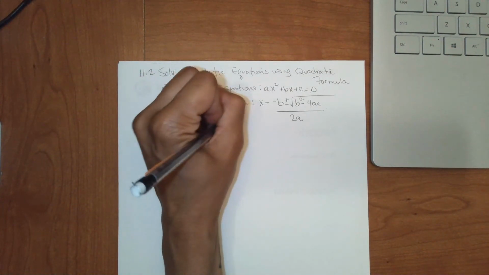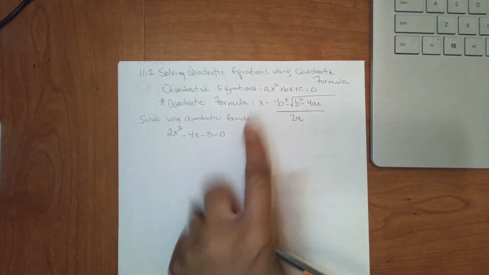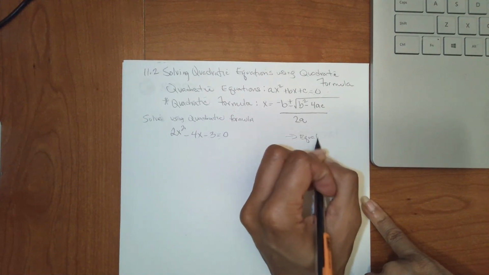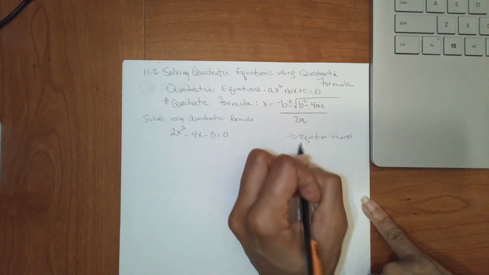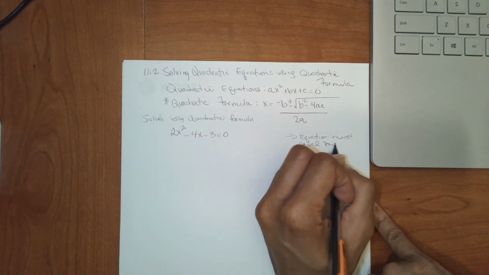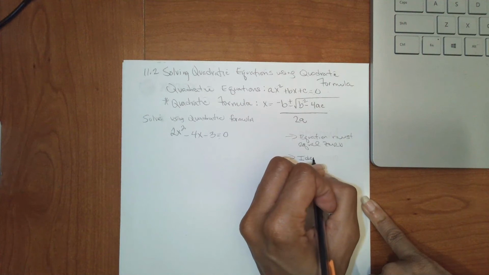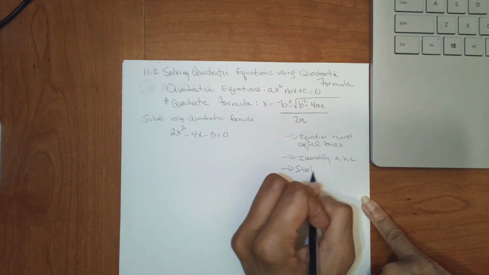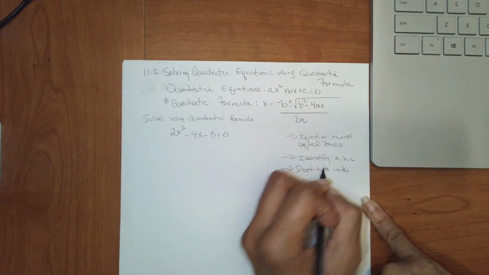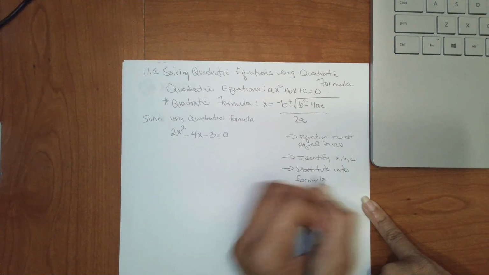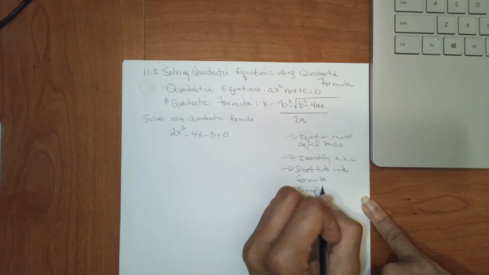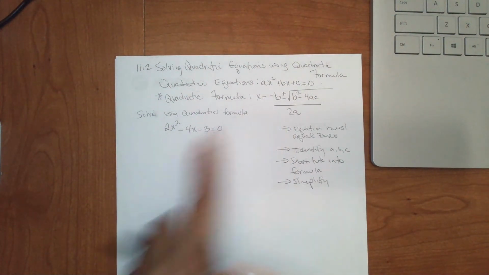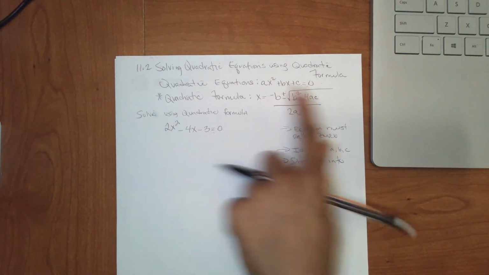And so that's what you do. You just solve using the quadratic formula. You make sure your equation is equal to 0, right? Then you identify your a, b, and c, and you substitute them into your formula, and you simplify. The quadratic formula is a formula where the x is already isolated or solved, so you're just substituting in the a, b, and c.